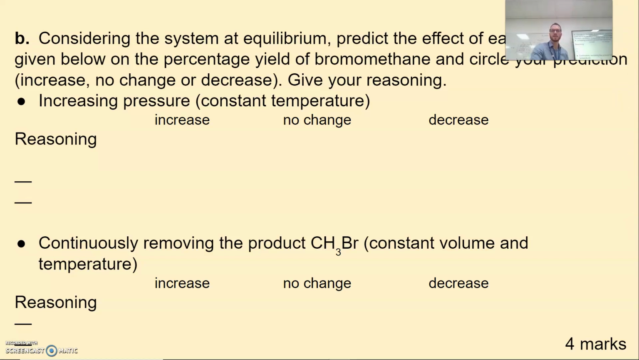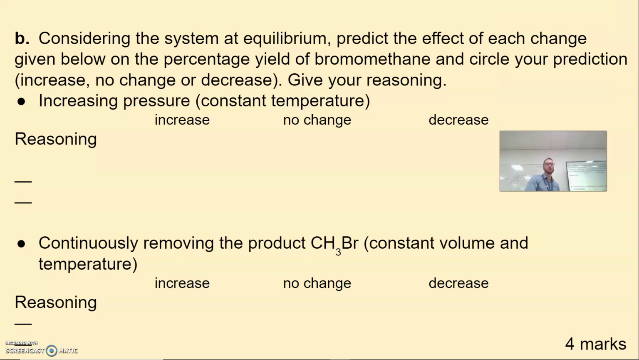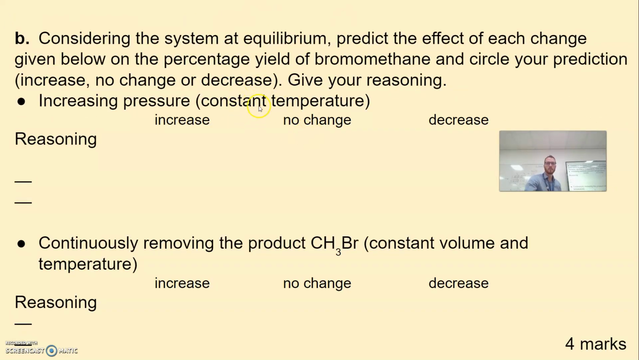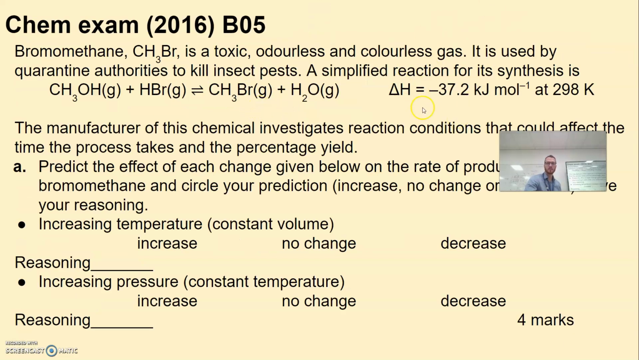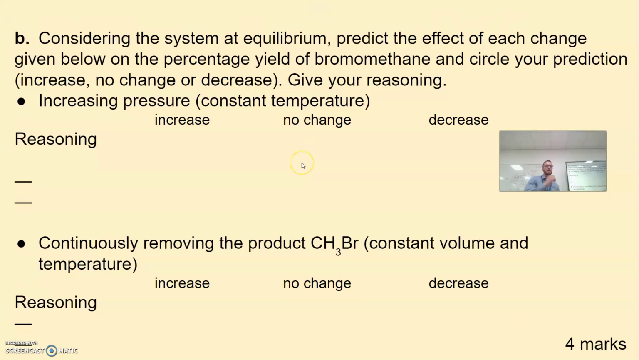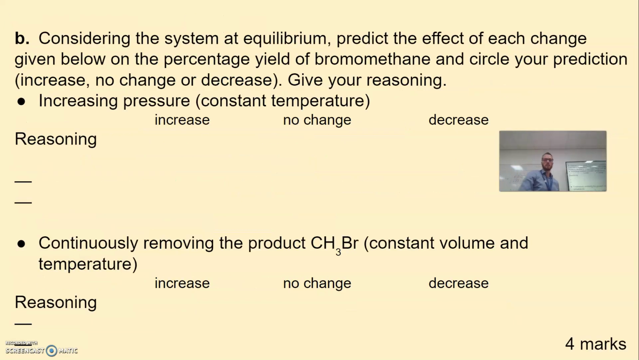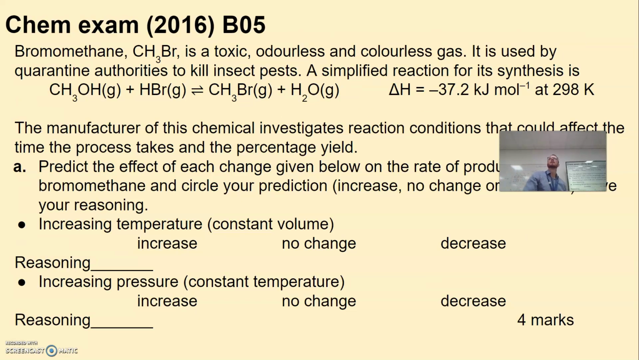Predict the effect of each change given below on the percentage yield of bromomethane. So let's go back for a moment. There's bromomethane here, product, right? And noting it's exothermic. Cool. Increasing the pressure. No change. Why? Yeah, but it's more the fact that we've got the same number of particles on the reactant side as the product side. Fantastic.